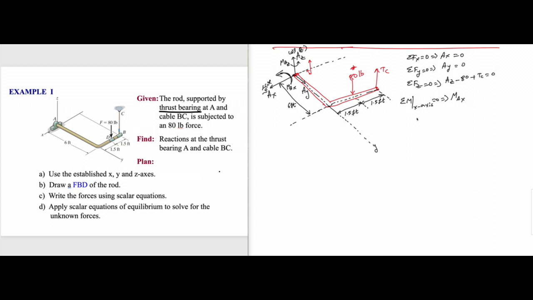Give me a sec, it's syncing to OneNote. After it syncs, we will be able to see that.